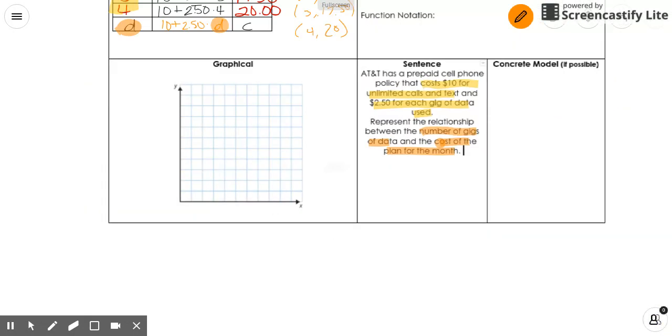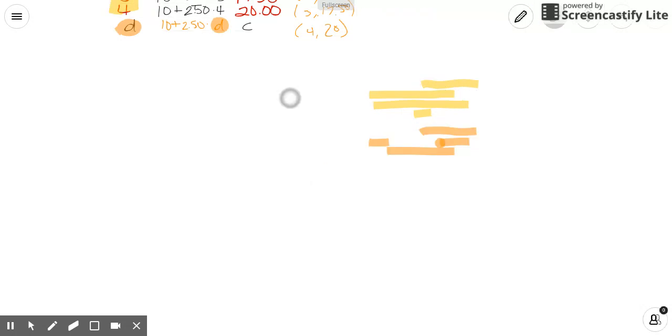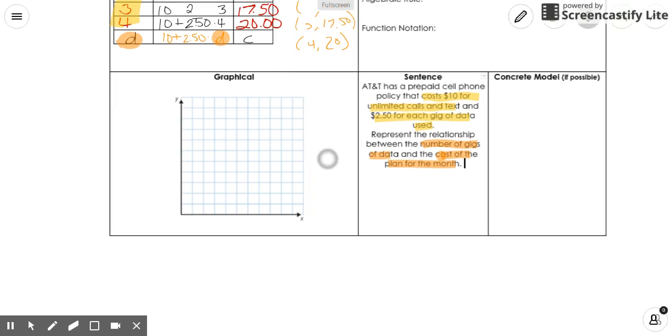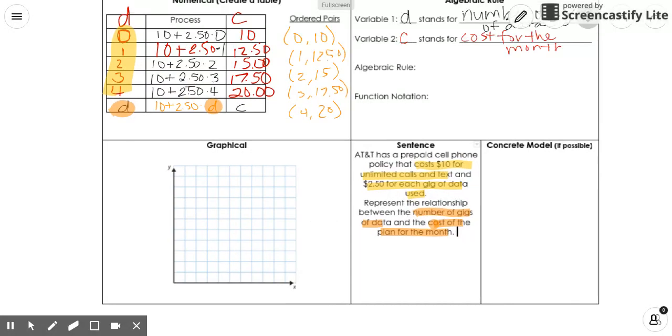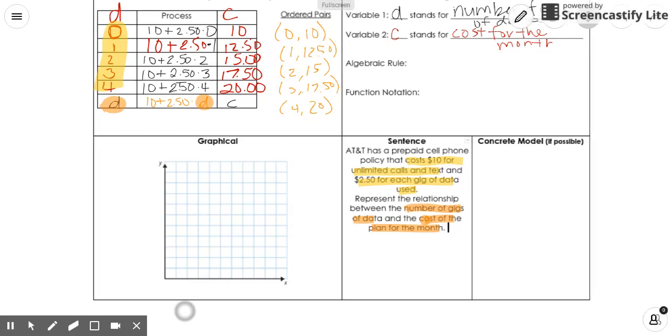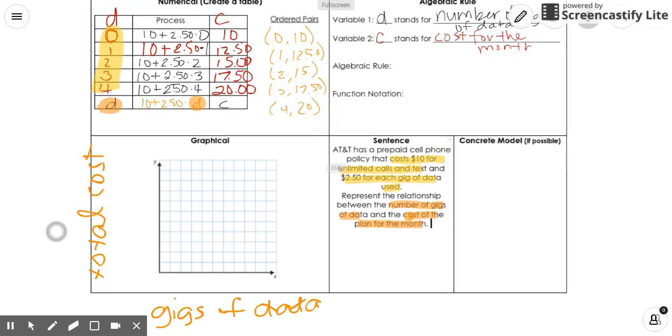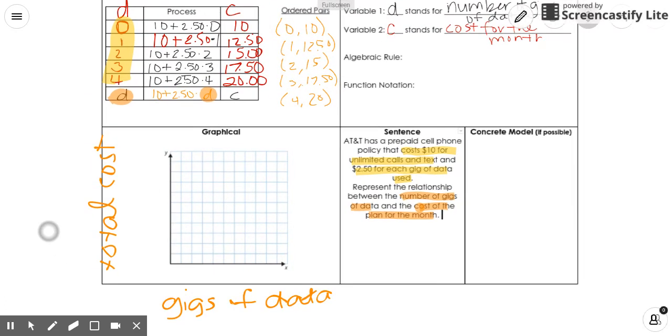But before I can graph, remember I got to name what, oh my goodness, what did I just do? I need to name what the sides of the table, or sides of the graph are. So this time it was D on the x-axis, which is our gigs of data. So this is gigs of data. And then the other variable was our total cost, and that was in dollars. I'm going to put down that it was in dollars. Oops.